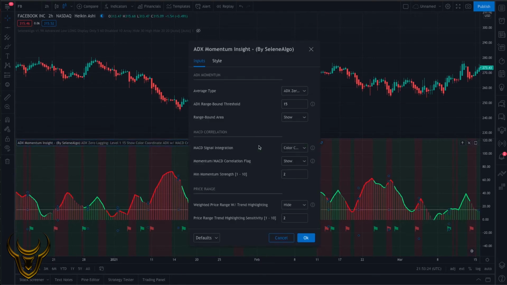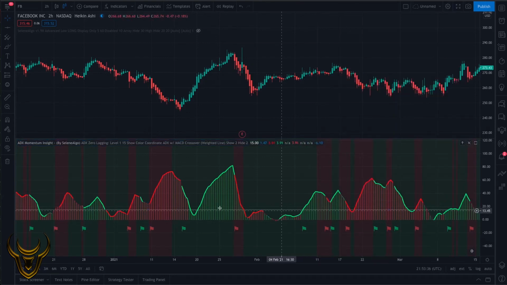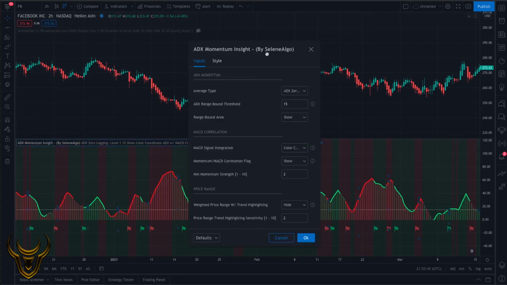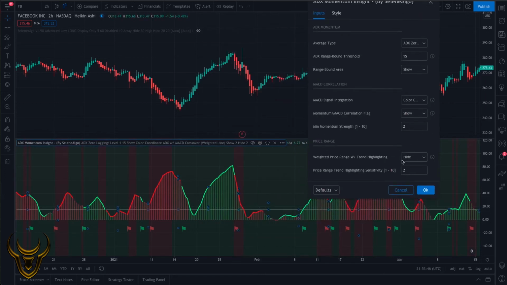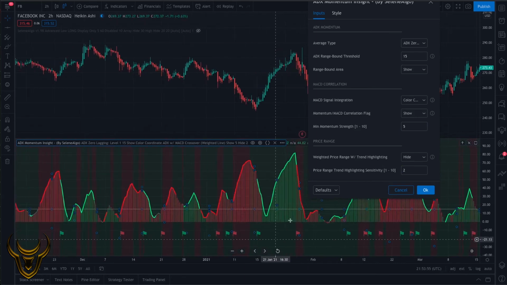And what you can do too, excuse me, is adjust the minimum momentum strength. By default it's on 2, which typically shows a decent amount of flags. You can go to 1 if you really want to see every little confirmed swing that correlates with MACD. But typically what I do is bump it up, maybe up to 5 sometimes. On some charts you won't see much of a difference, others you'll see quite a few disappear. It just depends.